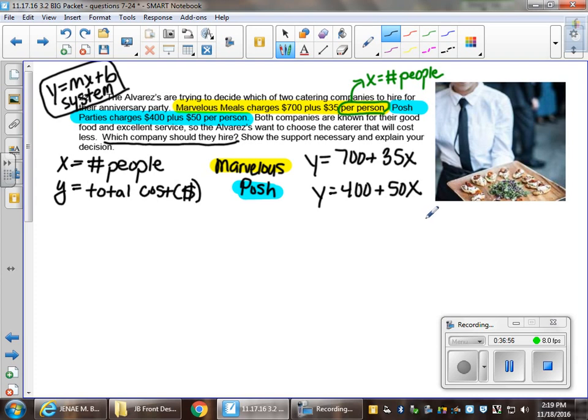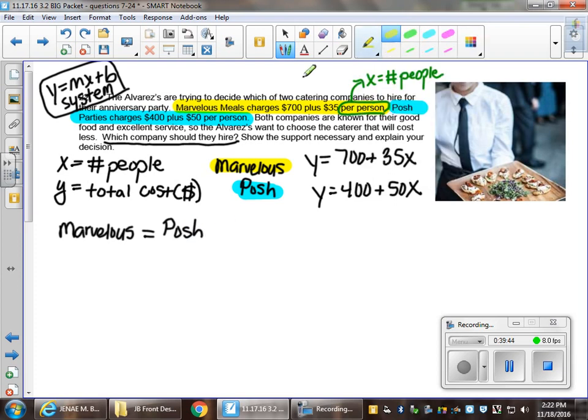To give them advice, right? They're looking for which company should they hire. Before we can answer that question, remember, because this just says which company should they hire, we really need to first figure out when they're equal, and then we can move on to that step of giving advice. So to figure out when they're equal, we are going to set Marvelous equal to Posh.